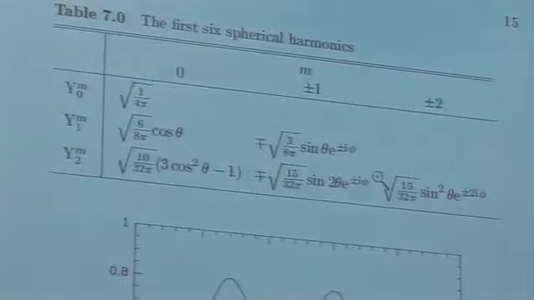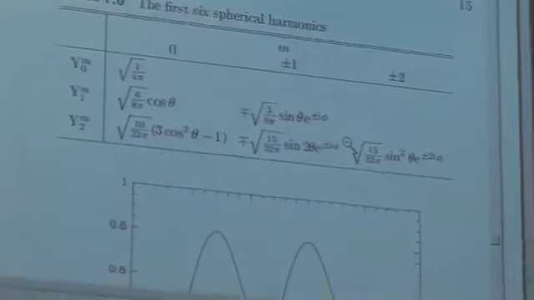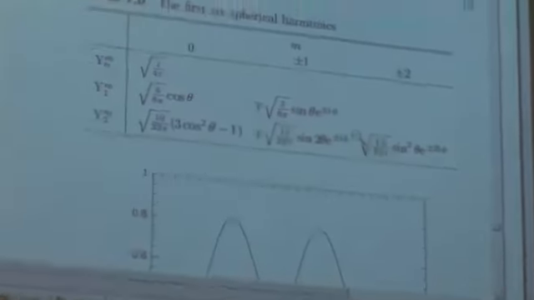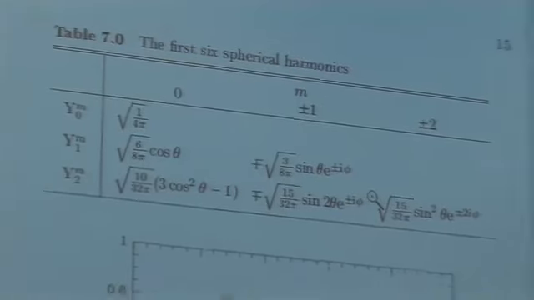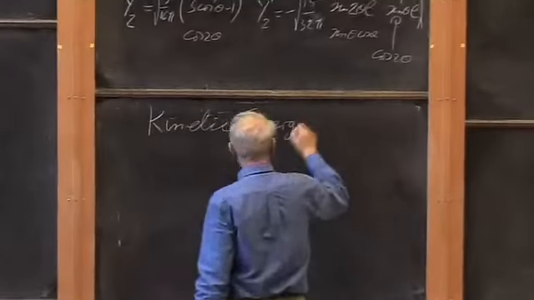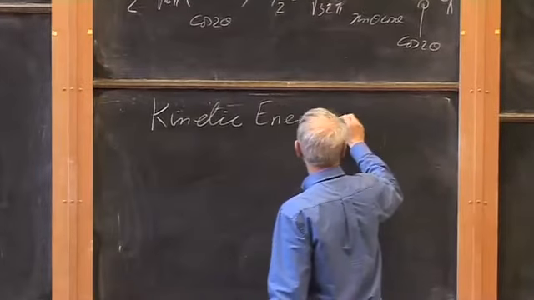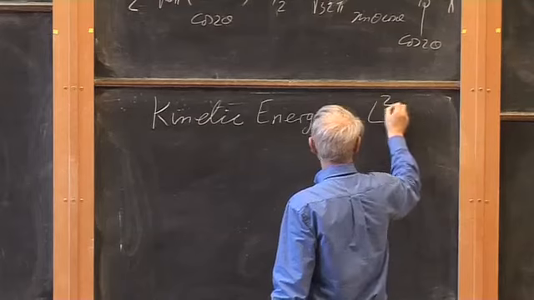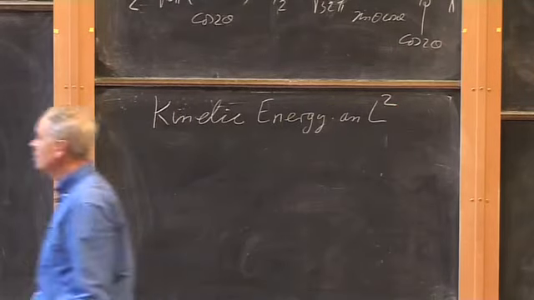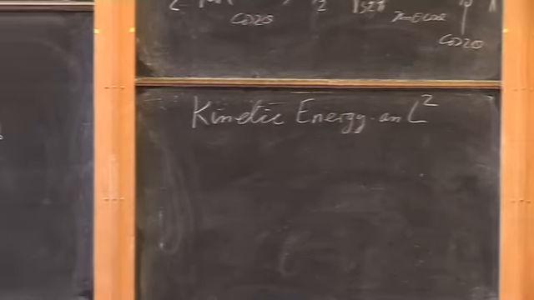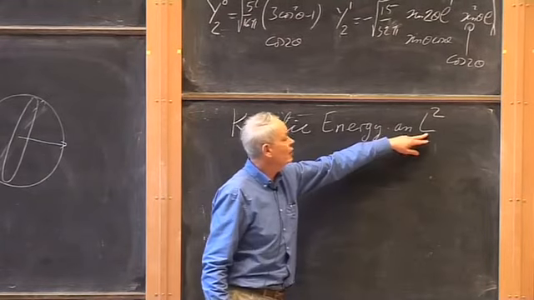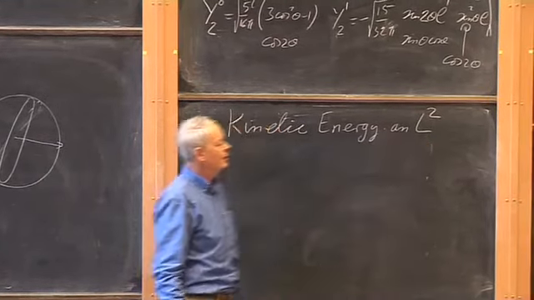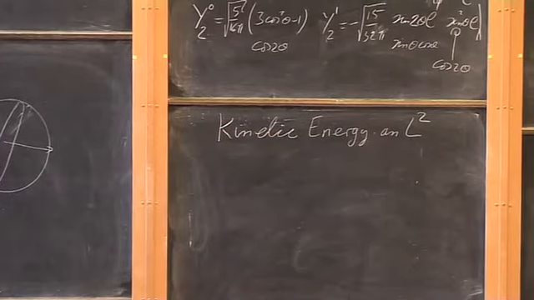Right. The next topic. So in preparation for work on atoms, we need to get an important formula for how kinetic energy can be expressed in terms of L squared, and this finally obliges us to face up to the tedium of calculating what L squared is, what differential operator represents L squared in the position representation, right?